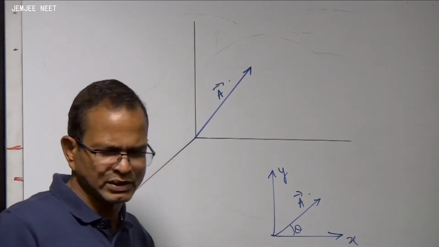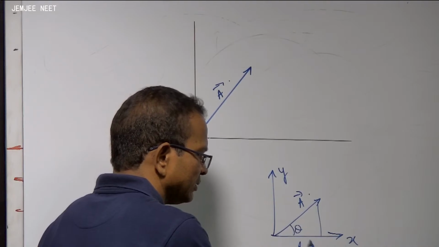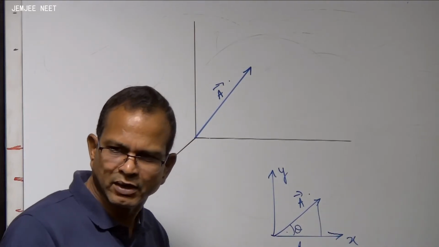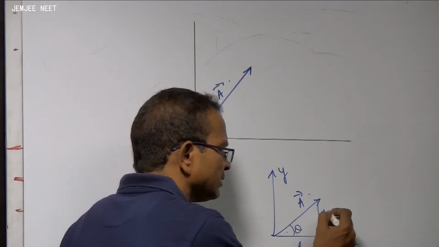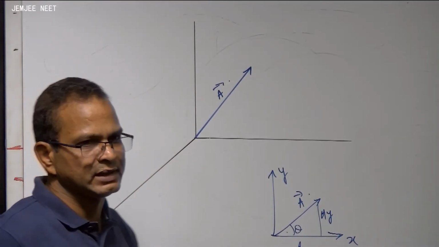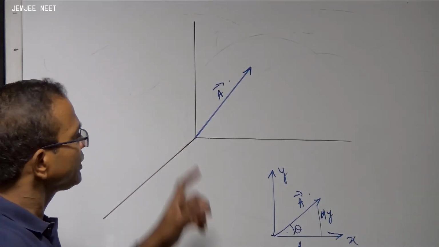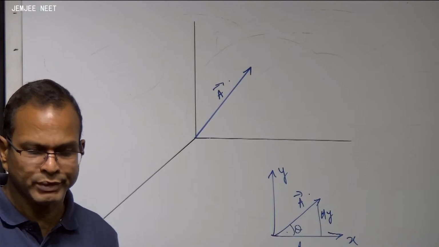Now it's very simple. This is what I already showed you. Ax is equal to A cos theta, and Ay is equal to A sin theta. But now that is not the case. That's the reason why Madhusudanan is asking this particular question. Now Ay is not A sin theta, because the vector has become 3D.